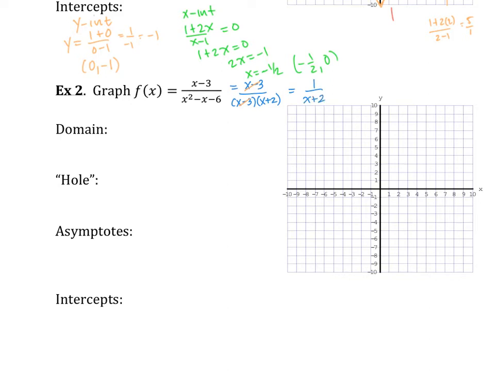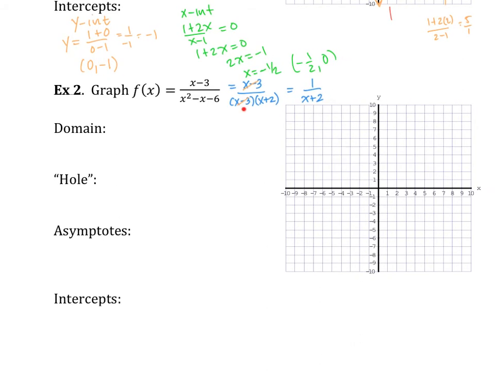In terms of domain, I want to make sure the denominator never equals 0. So I'm going to go to this step here, and I can see x cannot equal 3 and x cannot equal negative 2. You might be thinking, oh, but I crossed out the x minus 3. You did cross out the x minus 3, but if x could equal 3, then you would have 0 divided by 0, which is indeterminate, and so it does need to be removed from the domain.